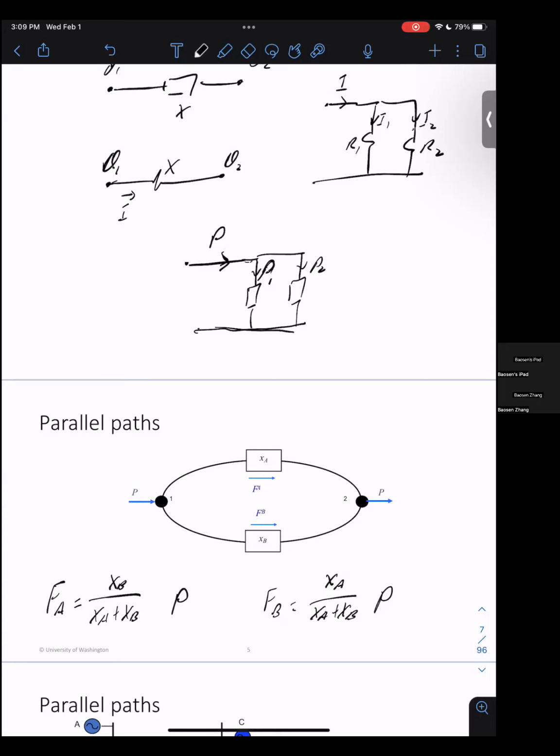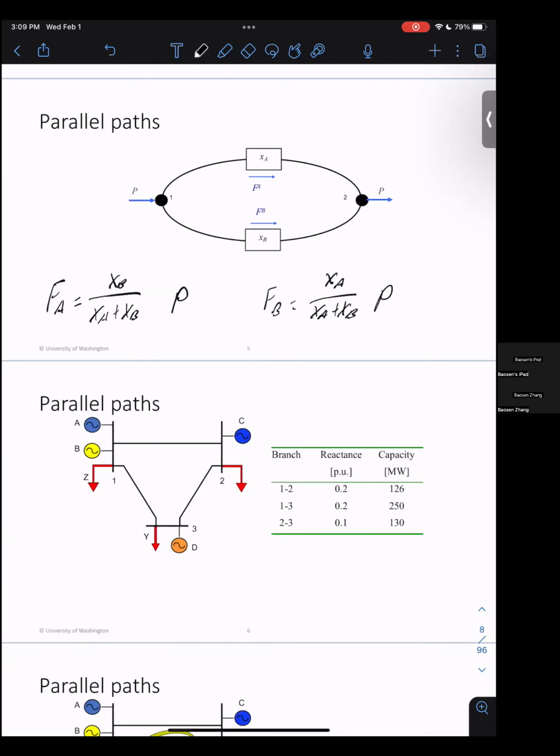Okay, so P is for the total power injection, F is for flow along each line. So, parallel path. Now the interesting part: for the top one, that's a formula. For the bottom one, this is more interesting, where you have three paths, right? We have this triangle. Now the question is, how much does each of these flow? They still have to satisfy this kind of relationship.